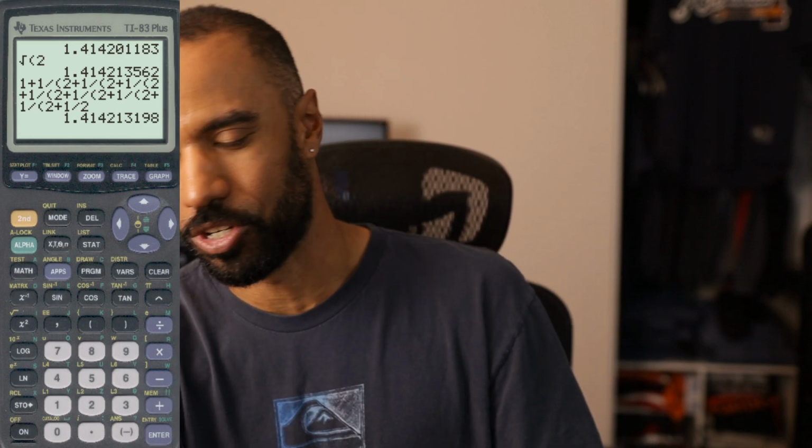1 plus 1 over parentheses and then turn that into a 2. And then one more time. 1 plus 1 over parentheses and turn that one into a 2. Let's see how close it gets to that square root of 2 number. Oh yeah, this is approaching the square root of 2. For sure, for sure. Okay.